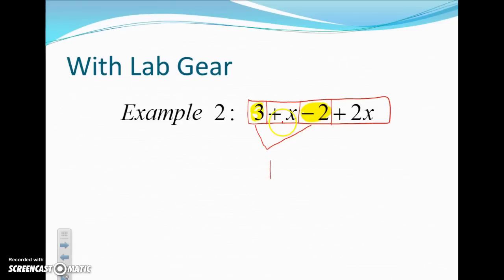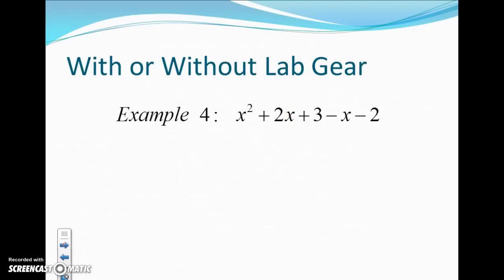And then you can combine positive x with plus 2x. As I told you before, if you have a variable by itself, that means you have 1 in front of it. So you have to put 1 right there. You're combining 1x with 2x. That's going to give you 3x. And then you're going to just bring it down, positive. See? Let's do another example.